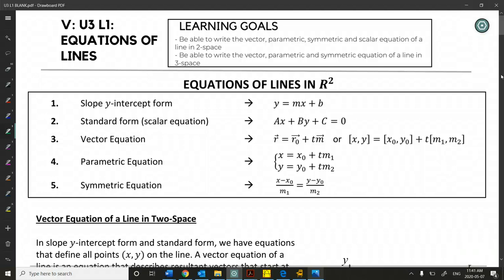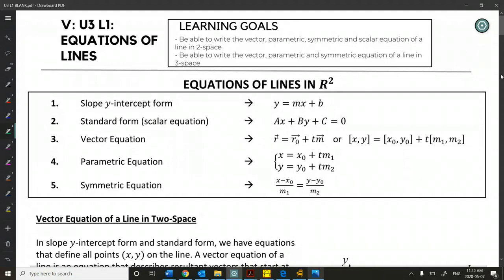Hey guys, today I'm going to take you through the first lesson of our lines and planes unit, and we're going to talk about equations of lines in 2-space and 3-space. So equations of lines in 2-space, we're actually familiar back from grade 9 with two types: slope y-intercept form, or y equals mx plus b, and the standard form of a line, which is just found by rearranging slope y-intercept form.